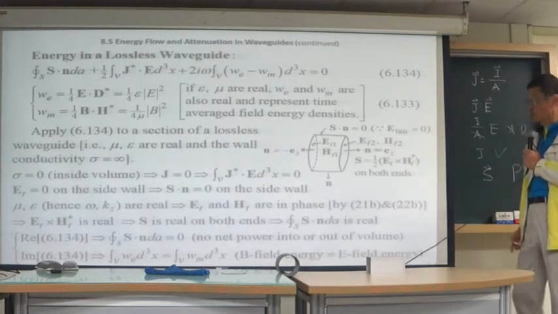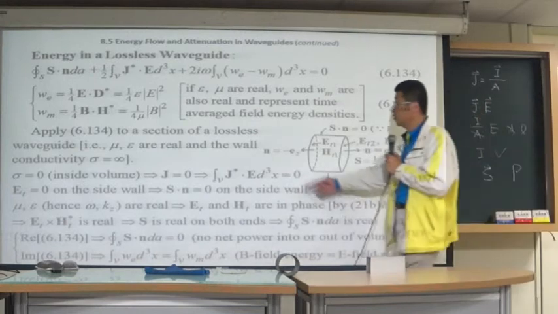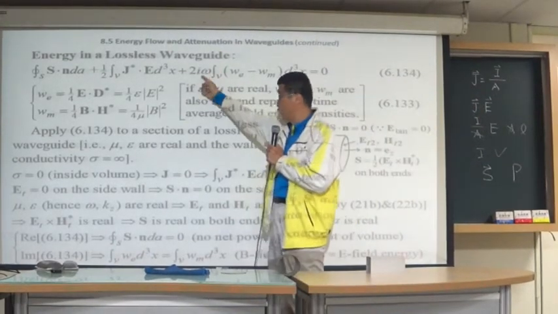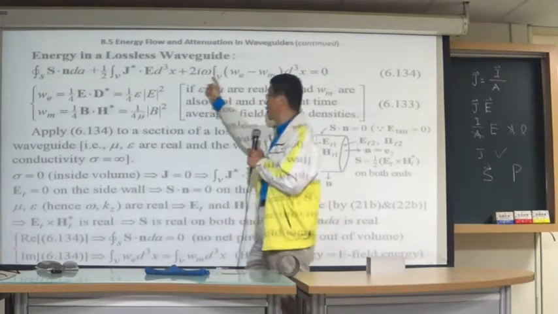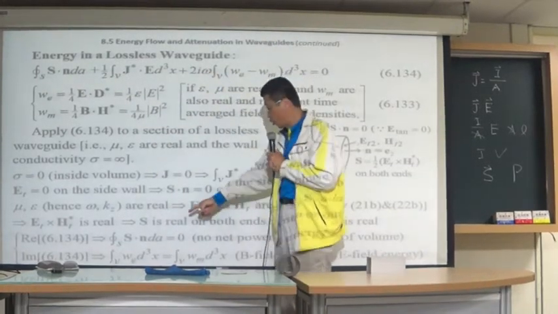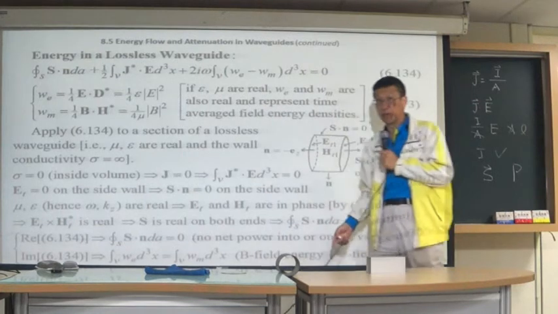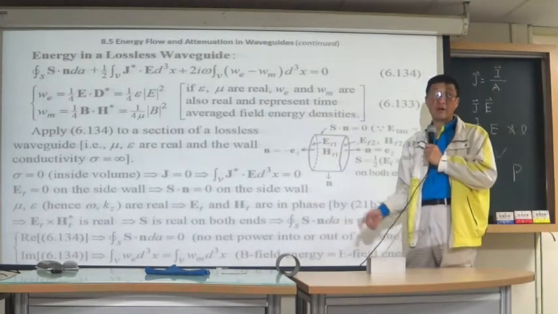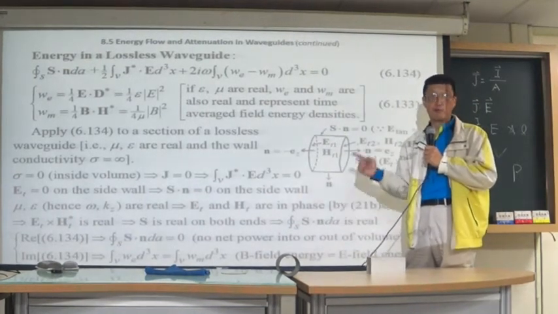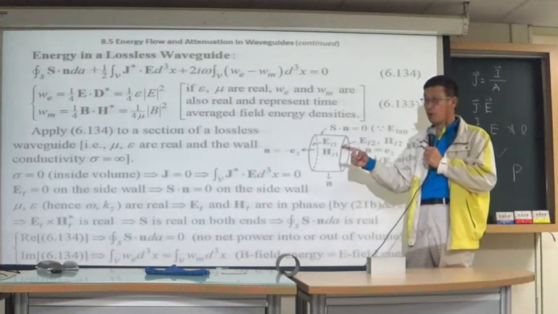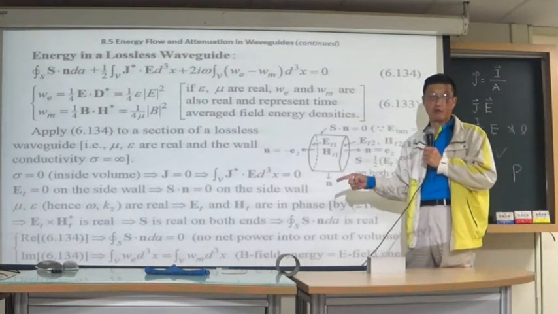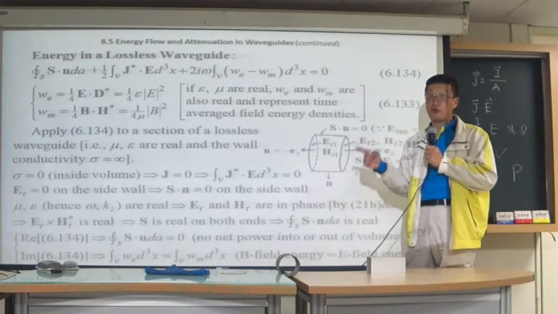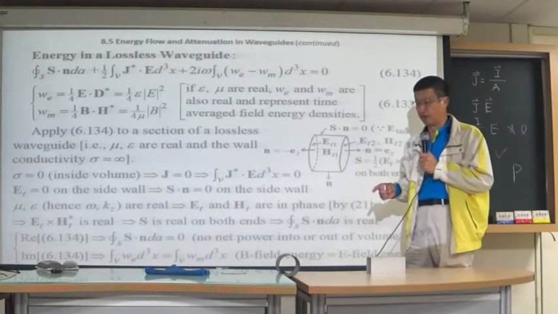In this case, the imaginary part tells us that this is real, this is real. So the imaginary part tells us this equation: omega E equals omega M. For an EM wave, a propagating wave, the E field energy will equal the B field energy. For a standing wave, it's different.